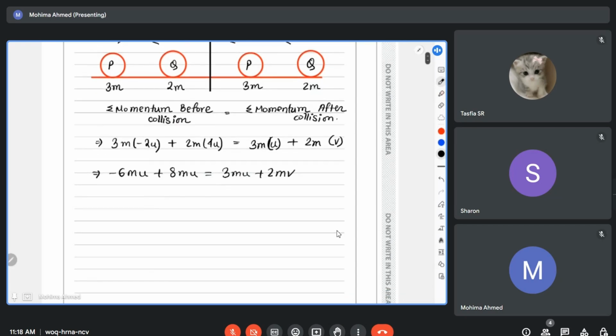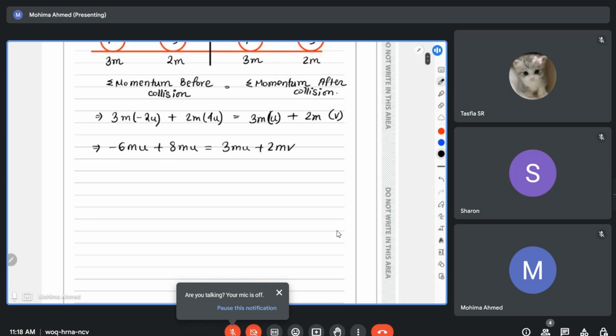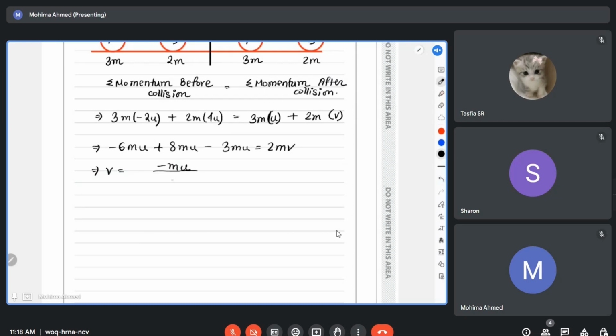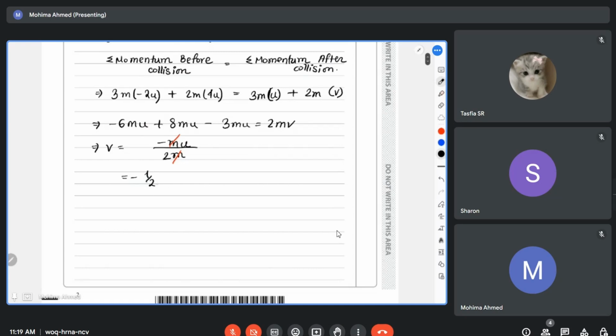Now over here 6 minus 8 is obviously 2, right? And 2 minus 3 is again going to be minus 1. But I'll just write this over here. I'll just take everything to the left hand side and keep 2mv on the right hand side to make v the subject easily. Yeah, that's minus 9 plus 8, which is minus 1 mu. In that case, v is minus 1 mu divided by 2m. So in this case, masses get cancelled out, and now you're left with negative half u. Okay, half u.